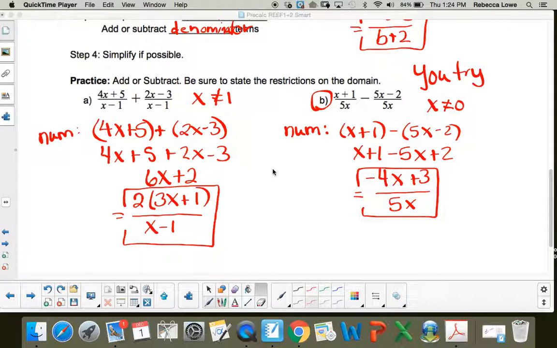This is the second video of the rational expressions, equations, and functions unit, adding and subtracting rationals, and this is lesson 3, the second video, lesson 3.